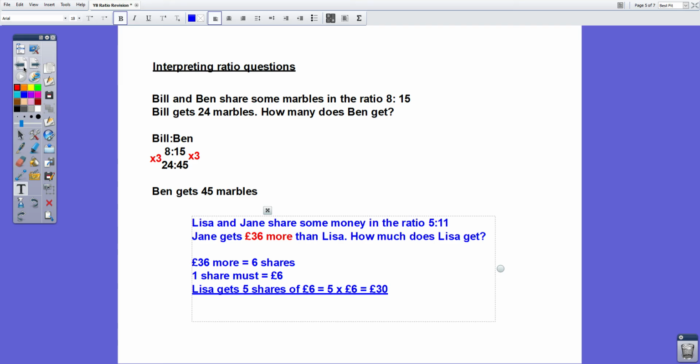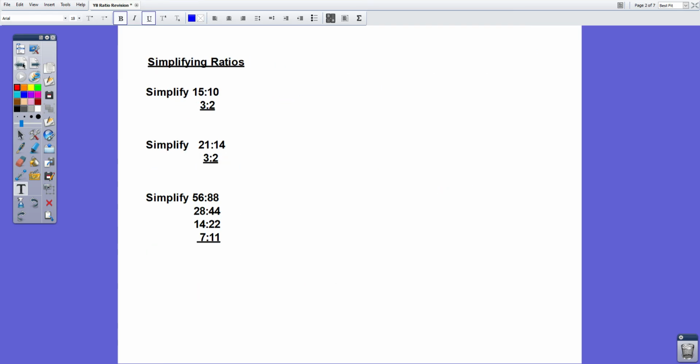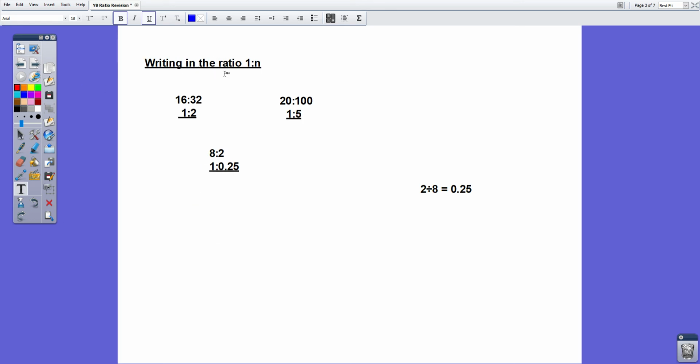So very quickly, what we've covered today, we've covered simplifying ratios. A bit like fractions, look for common factors, divide by the common factors until you get to a final answer that we cannot simplify any further. We've looked at writing in the ratio 1 to n. Divide the first number until we get 1. So we divide by 16, divide by 20, divide by 8. What you divide the first number by, you have to divide the second number by. Watch out for when you get a decimal, because they're the slightly trickier ones.